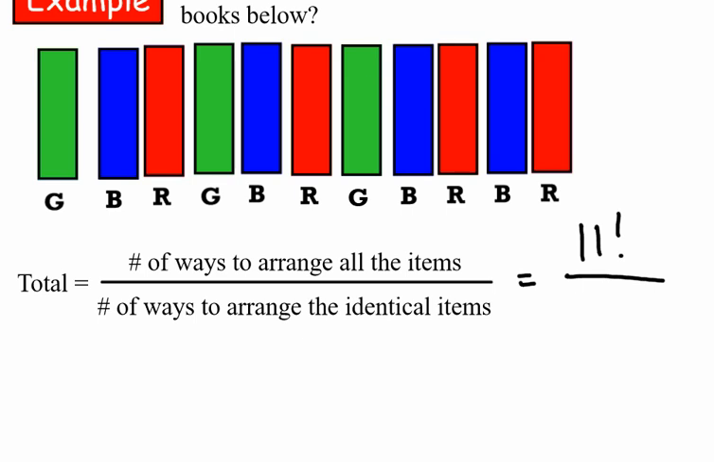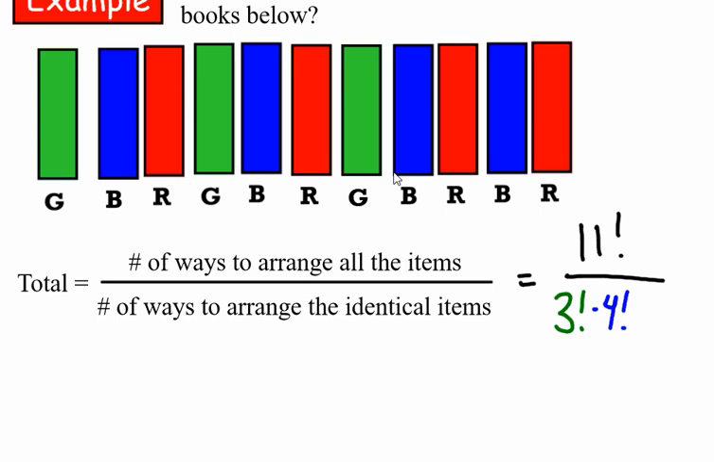There are 3 greens, so there are 3 factorial ways to rearrange the greens. 3 factorial is 6, so I've overcounted by 6. So I need to divide my total by 6 for the greens, but I have some repetition in the blues. There's 1, 2, 3, 4 blues, so there are 4 factorial ways to rearrange the blues in such a way that I couldn't identify the arrangement as being different from one another.